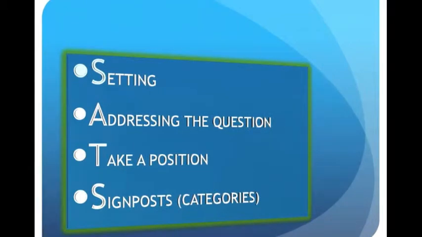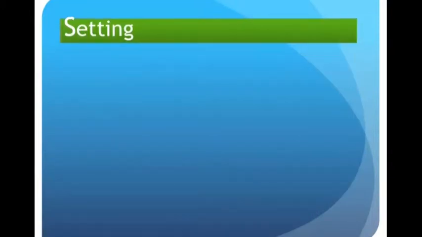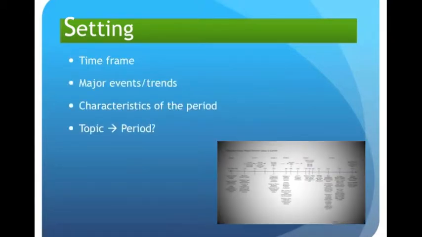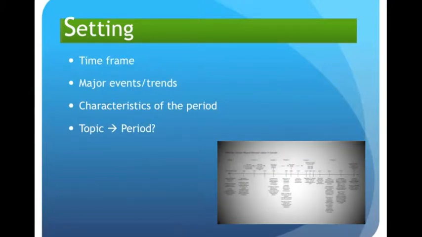setting, addressing the question, taking a position, and signposts or categories. First of all, your setting. You need to establish the time frame of the essay. What period does your essay relate to, and how does your topic relate to the period? Identify some major events or trends or characteristics of the period as well.